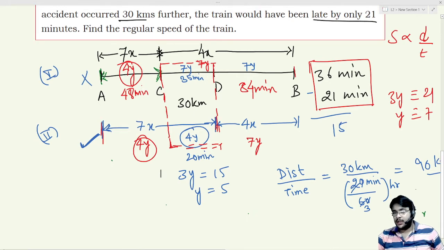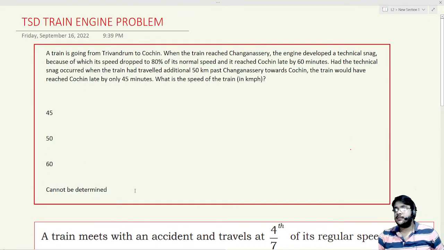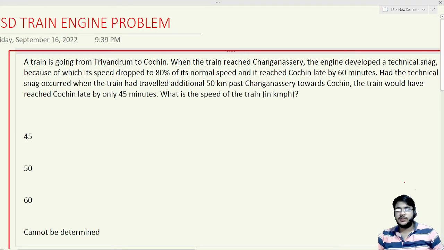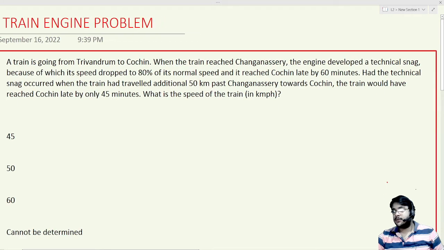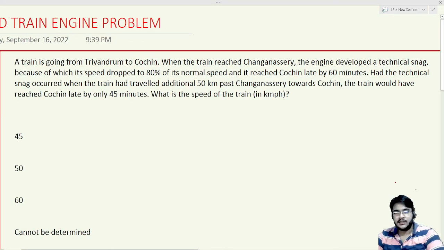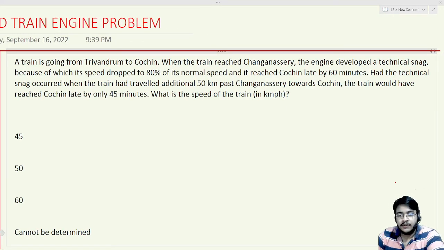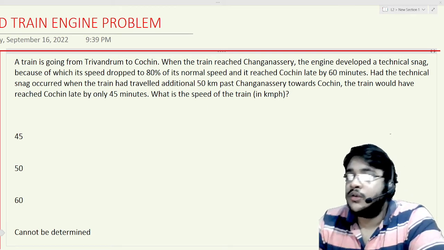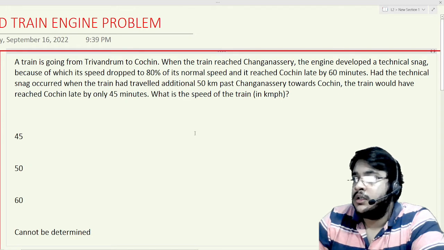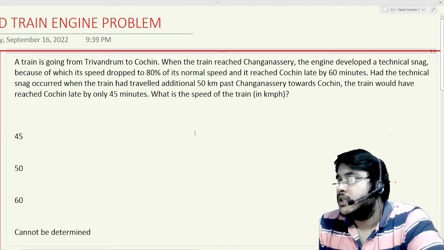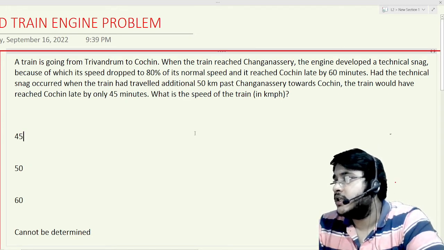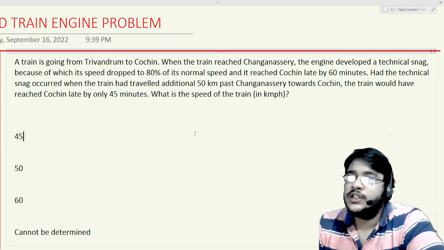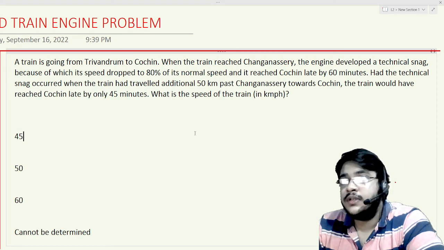Okay, let me take you to one more question that was sent to me as a doubt. This one is actually a SimCat problem. I hope you can see this question very clearly and we will solve this question also. The question says a train is going from Trivandrum to Cochin. When the train reached Changanashari, the engine developed a technical snag because of which its speed dropped to 80% of its normal speed.